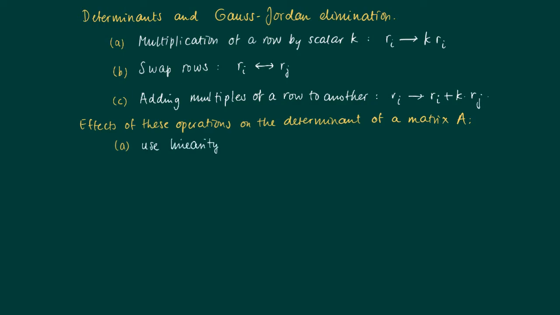Well, first of all, multiplication of a row by a scalar. Here we can use linearity directly of the determinant with respect to row vectors. So now we have a matrix A and we multiply the ith row with a k. Well, linearity says we can take out this k and then we get the determinant of the original matrix. So the determinant of the new matrix, let's call it A new, is just k times the determinant of A.